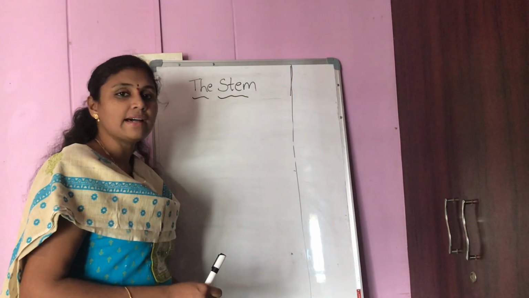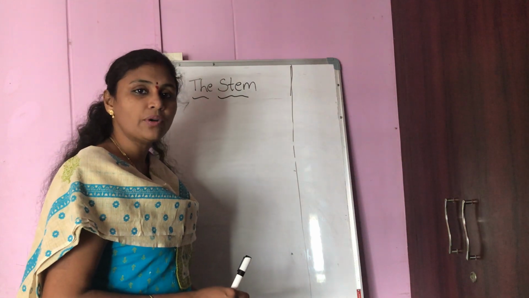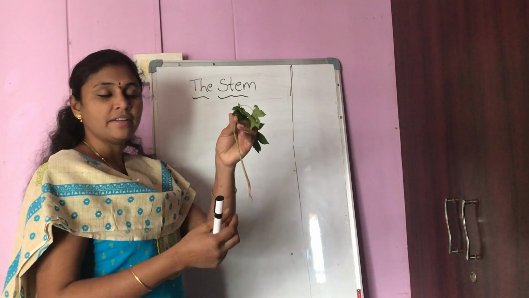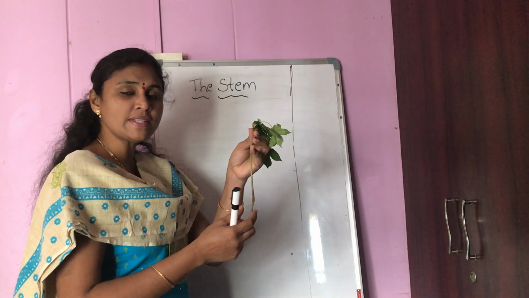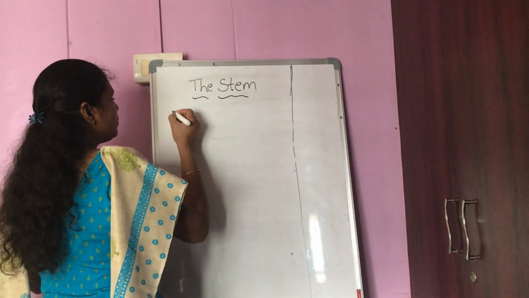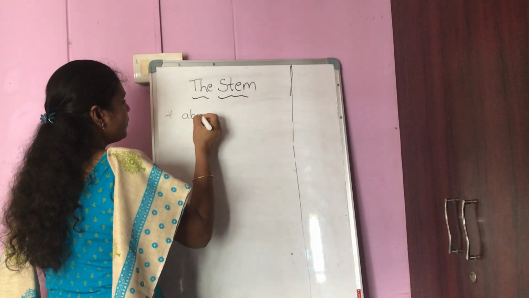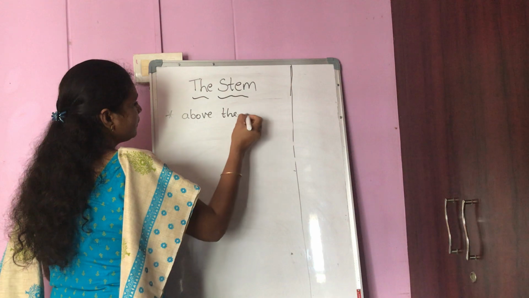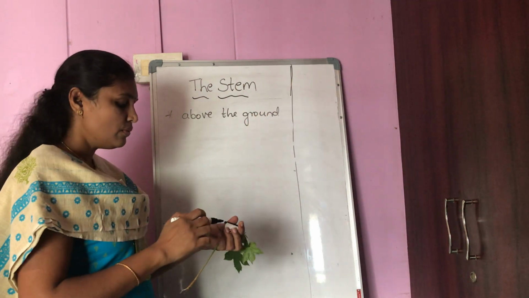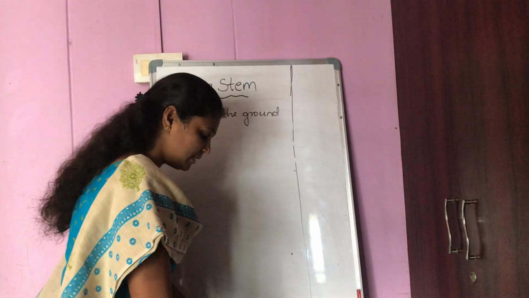Now in this class we are going to learn about the stem. Stem part. Where does it grow? It grows above the ground. The stem grows above the ground.